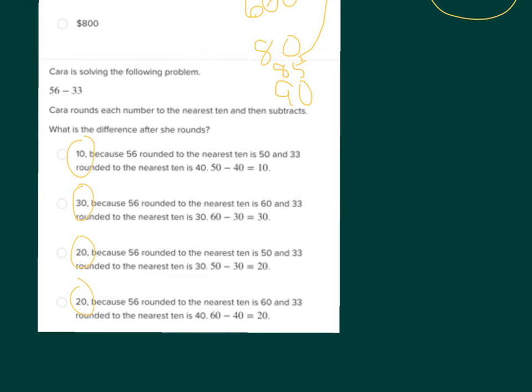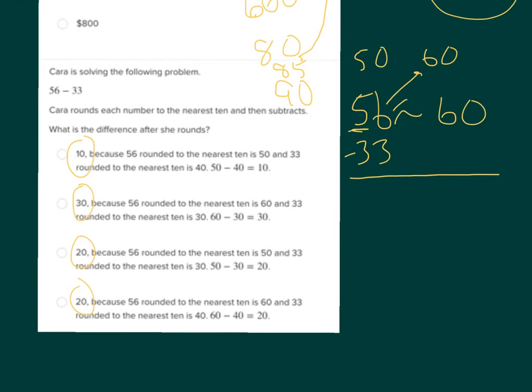So 56 minus 33. We're rounding to the nearest 10, or Kara was. Now the 10 is the 5, so that's worth 50. So this is in between 50 and 60. 56 is over halfway from 50 to 60, so it's closer to 60. So 56 is close to 60. 33 is in between 30 and 40. 33 is less than halfway from 30 to 40, so it's actually closer to 30.